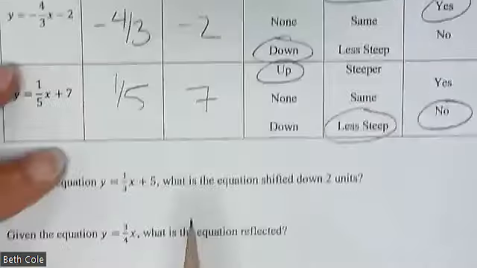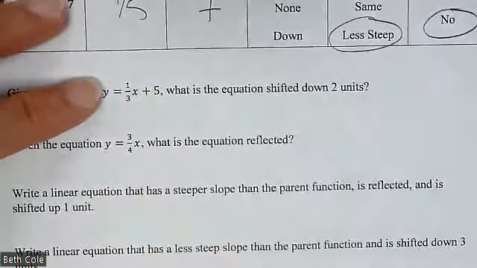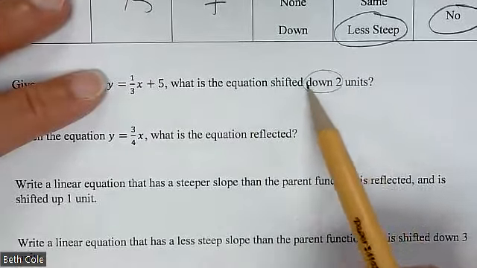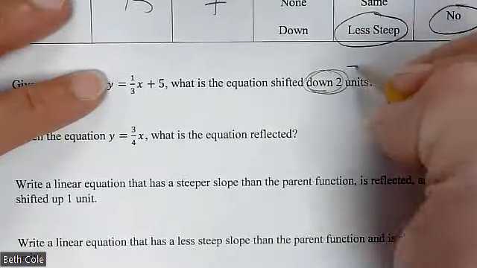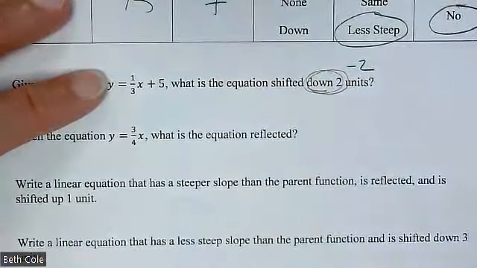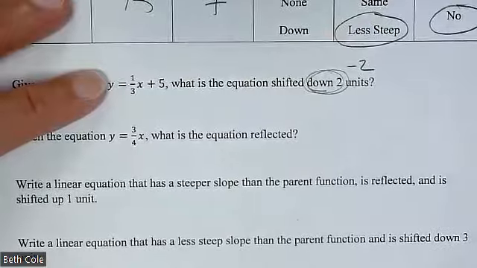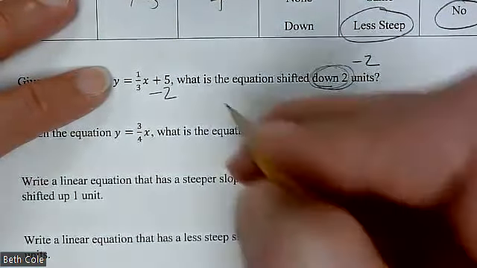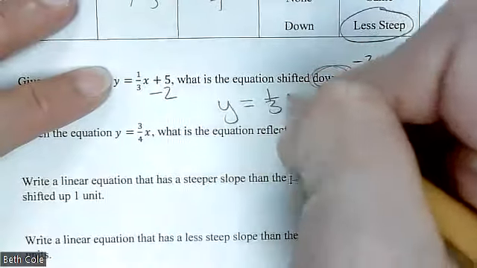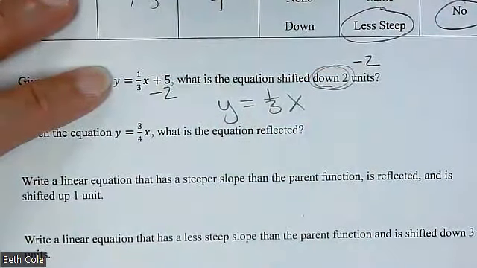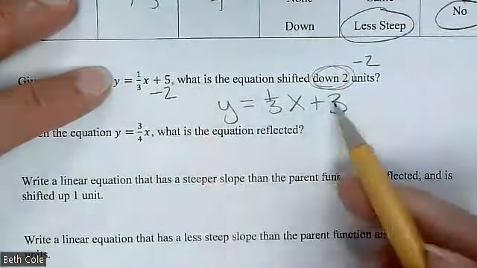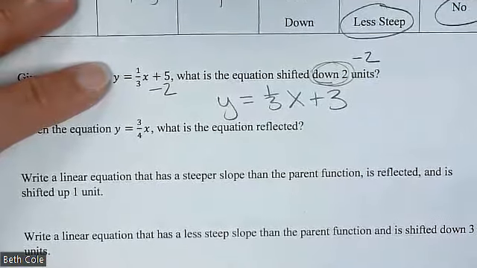We're just going to follow up with a few of these. Given this equation, this is how they show up on your test and on the SOL. Make a connection, all right? If you want to move down 2, that means you're going to need to subtract 2. Down 2 means minus 2. So if you take this equation and you subtract 2 off of the end of it, it'll be y equals 1/3 x. That part doesn't change. And then, yes, it would be plus 3. 5 minus 2 is 3. That's literally all you got to do.